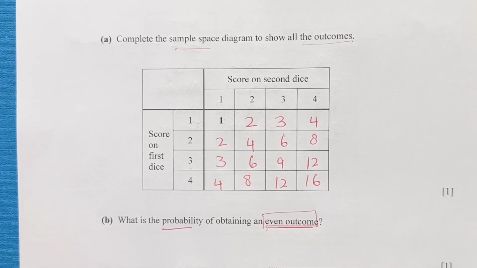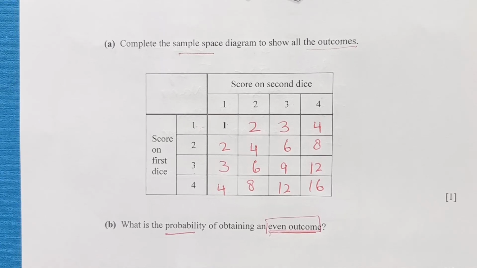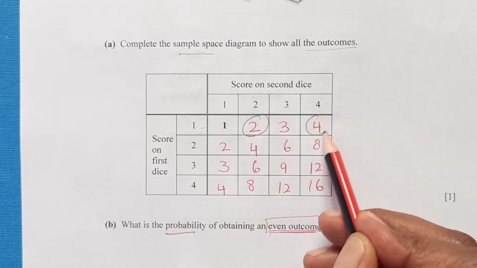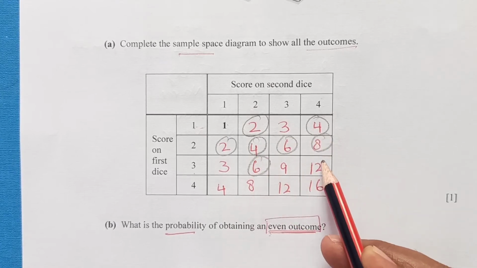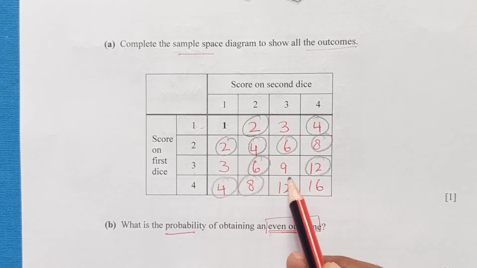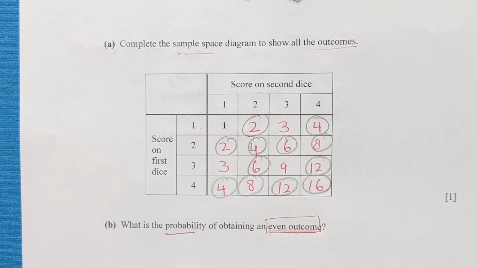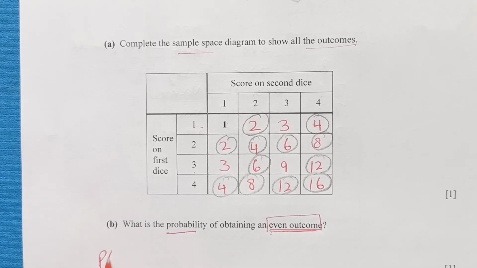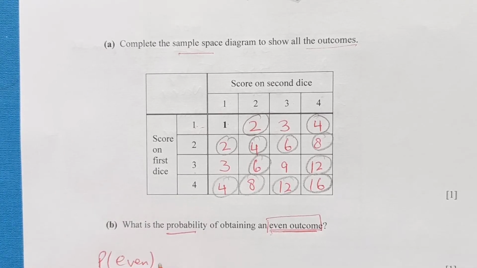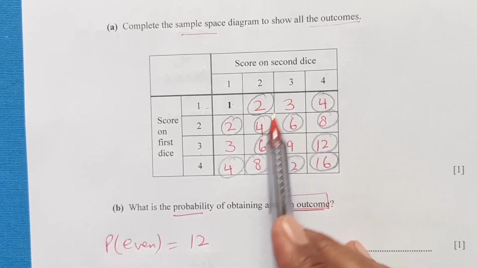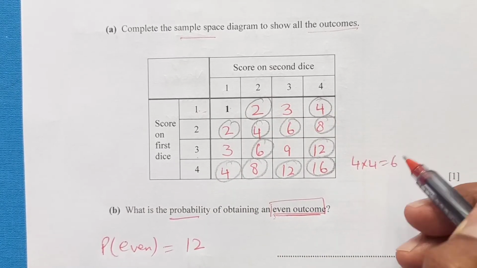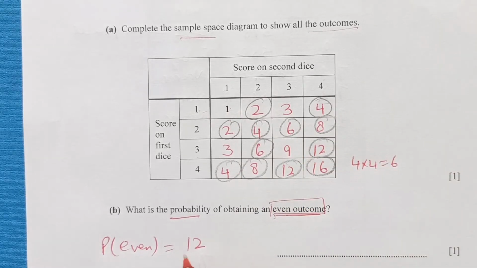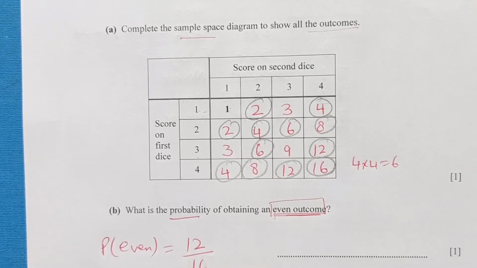Even numbers. Now we will count how many even numbers we have for the outcome. 1, 2, 3, 4, 5, 6, 7, 8, 9, 10, 11, 12. So we have 12 for the probability of an even number. It is 12. And how many are there in total? They are 4 times 4. They are 16. 4 this way, 4 this way. So out of 16.